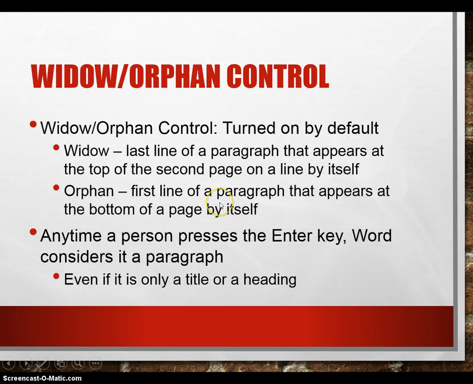A widow is when the last line of a paragraph appears by itself at the top of a page, and an orphan is when the first line of a paragraph appears by itself at the bottom of the page.